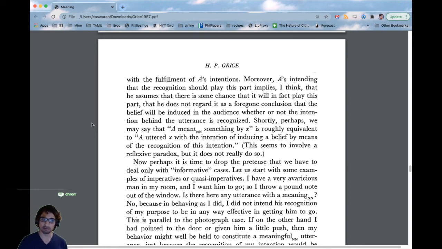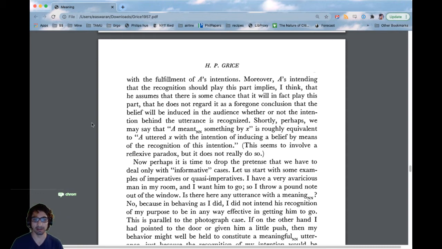This seems to involve a reflexive paradox, but it does not really do so. That is, he's saying, the intention involves intending that the person recognizes this very intention. So there's some sort of circularity here. And he's saying this circularity is not paradoxical, not in the way that circularity in a sentence like "this sentence is false" is paradoxical.